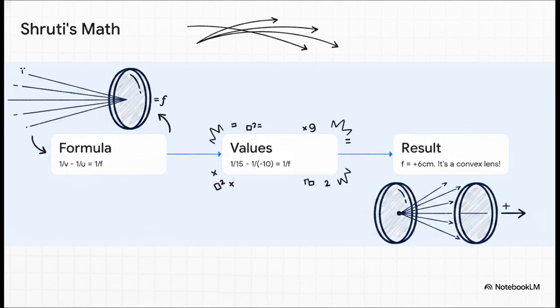Let's execute that lens formula. 1 over 15 minus 1 over negative 10 equals 1 over f. Now look closely. Those double negatives become a positive, right? So we get 1 over 15 plus 1 over 10. Find the common denominator, which is 30, and you get 2/30 plus 3/30, giving us 5/30. Simplify that down to 1 over 6. Flip it, and f equals positive 6 centimeters. A positive focal length means the focus is on the right, which is the undeniable signature of a convex lens. The whole mystery is fully solved.